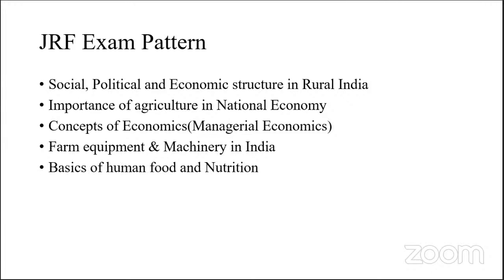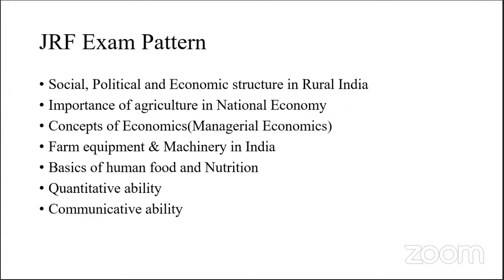Next is the basics of human food and nutrition, that is, food production and nutrition. In this area you will also get some questions, which is not that important, but you will get approximately 3 to 4 questions. Then quantitative ability, the mathematical aptitude part, which nowadays they ask in IBPS also. Next, communicative ability, which is basic English. They will give some passages, and we have to read those passages clearly and answer. Then data interpretation and reasoning.